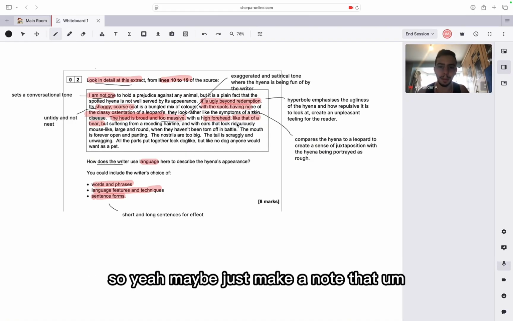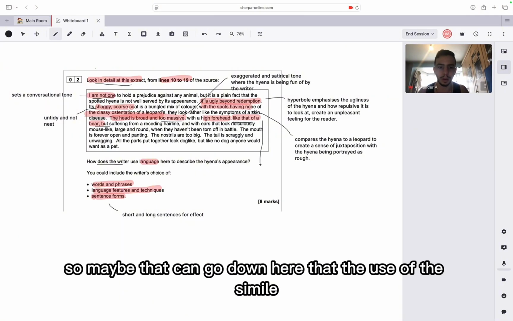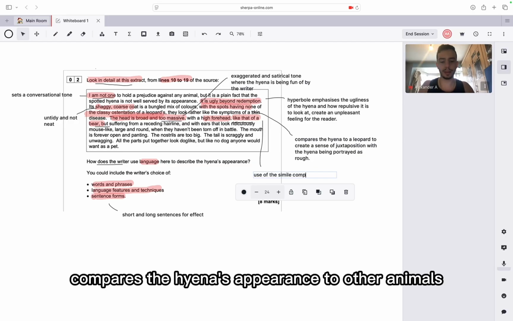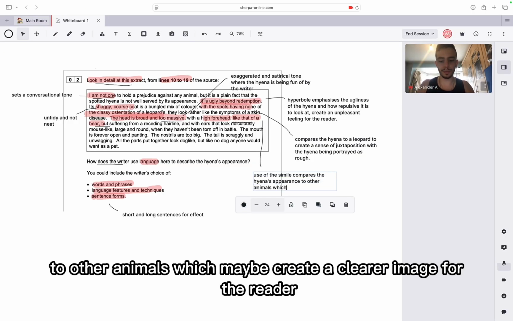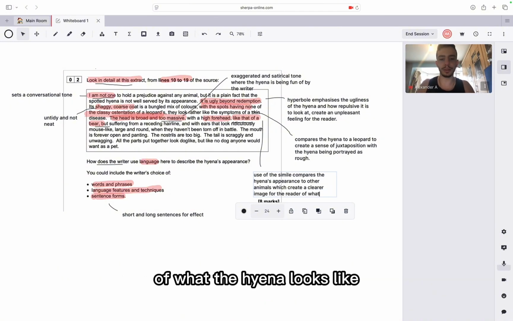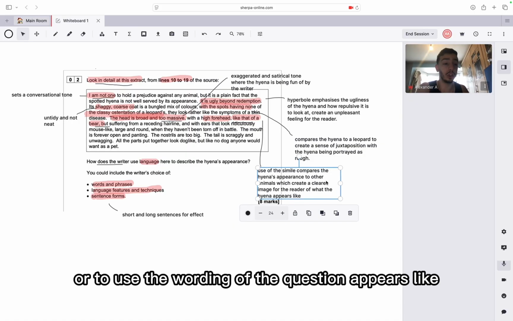So maybe just make a note that it does use a simile. So maybe that can go down here: that the use of the simile compares the hyena's appearance to other animals, which maybe creates a clearer image for the reader of what the hyena looks like, or appears like, to use the wording of the question.